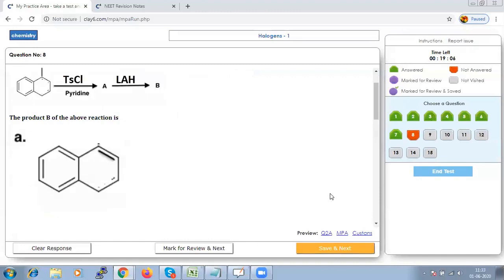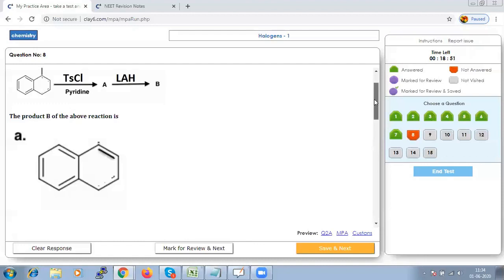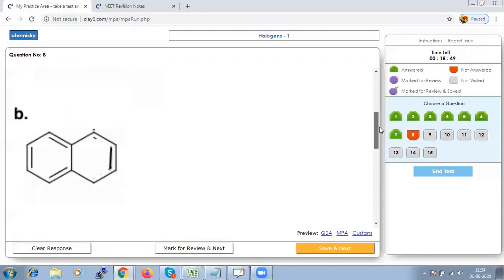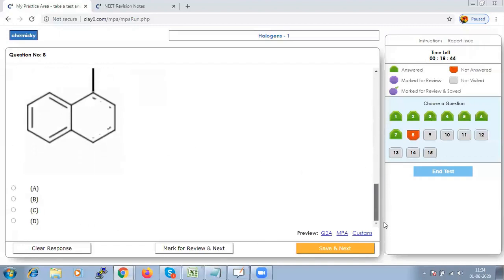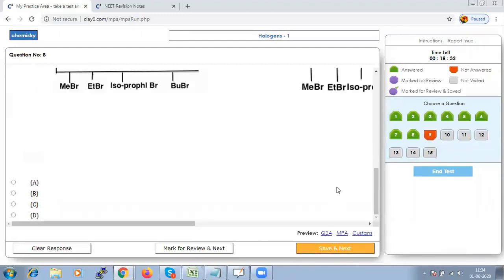When it is reacting with TsCl and pyridine in presence of lithium aluminium hydride. Once again, from the given options, what should be the product B? The product formed will be as this one. So you can save it. It's a known reaction, and based on the product, we can say that option C will be the correct one. Let us save that and go to next.